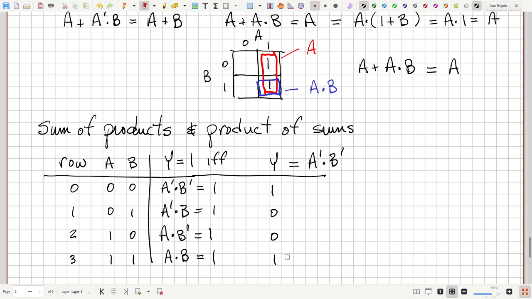And then this third row would then be OR A and B. So that would be the logic function for this truth table. And this is called a canonical sum.